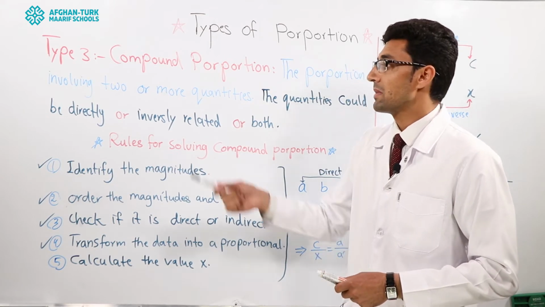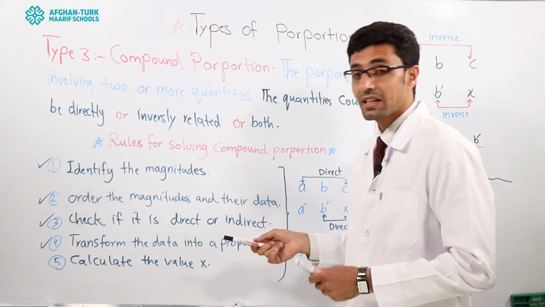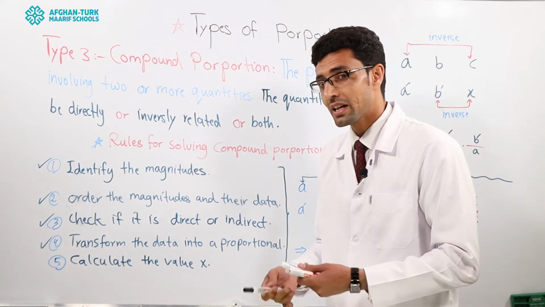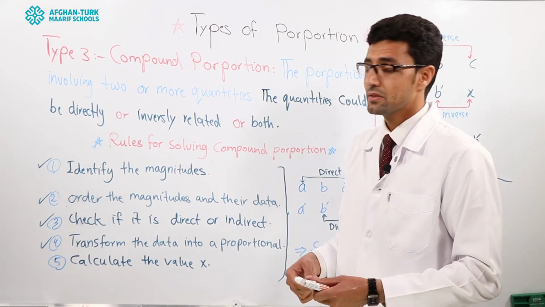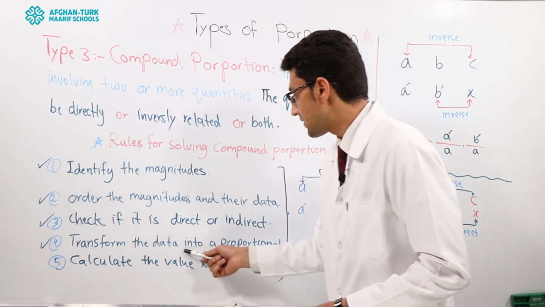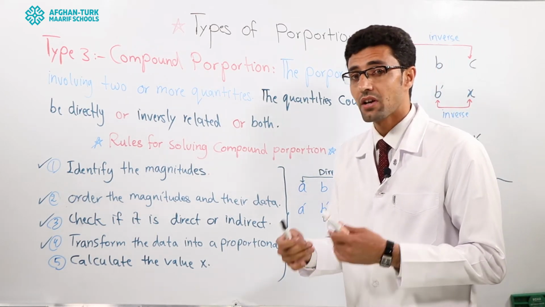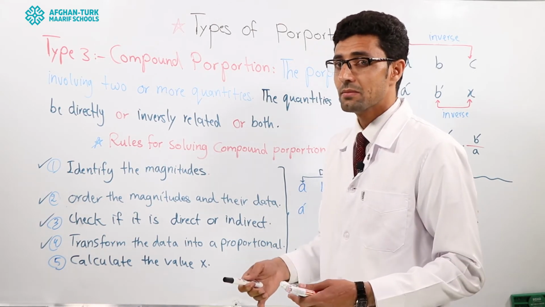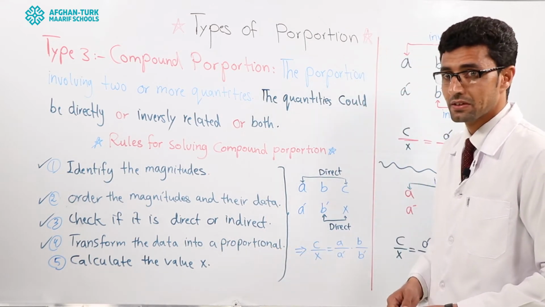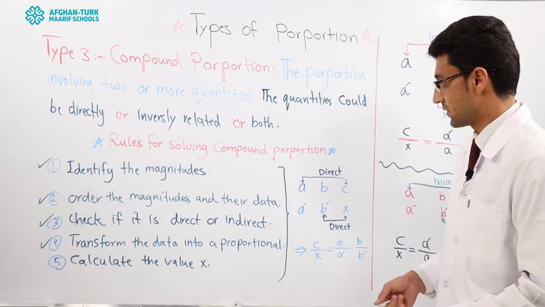As I told you, we may have two or more quantities. So they can all be direct quantities, or all of them indirect or inverse. And the last one, we can have both, direct and inverse. Transform the data into a proportion. When you understand that it is direct or indirect or both, so what? Transform the data into a proportion. And the last one, calculate the value x. What is not clear for you?